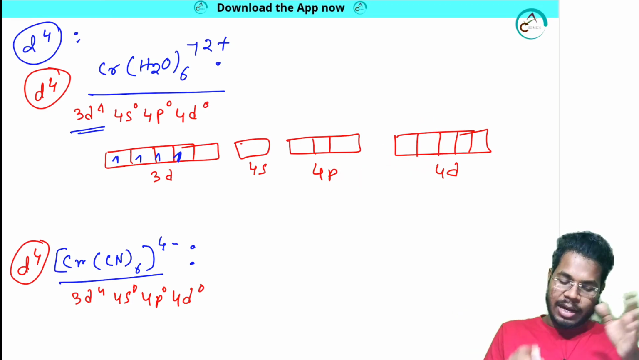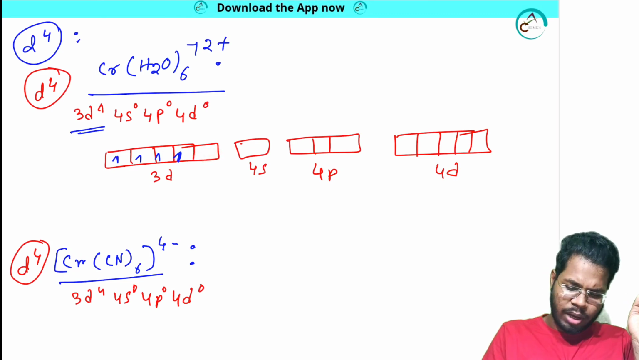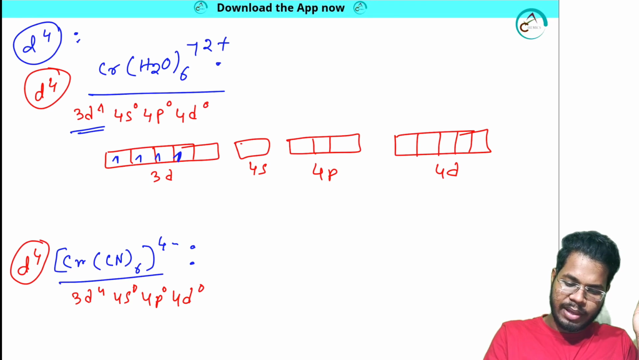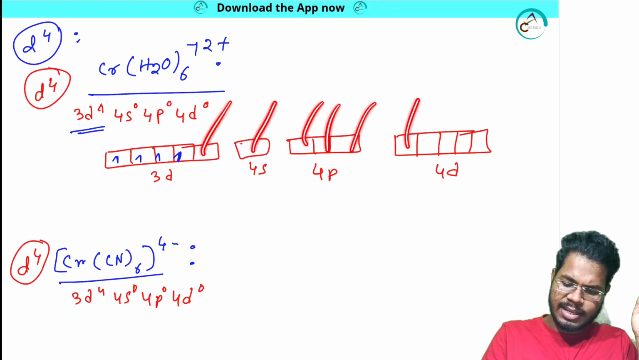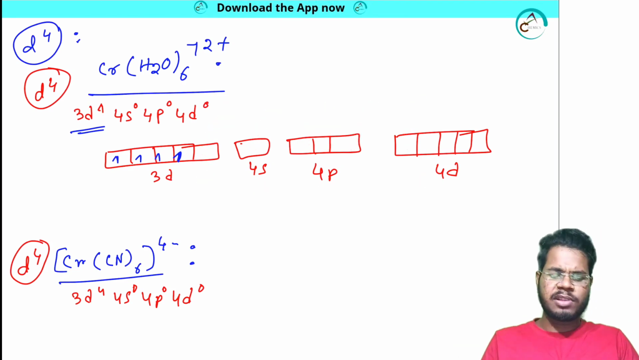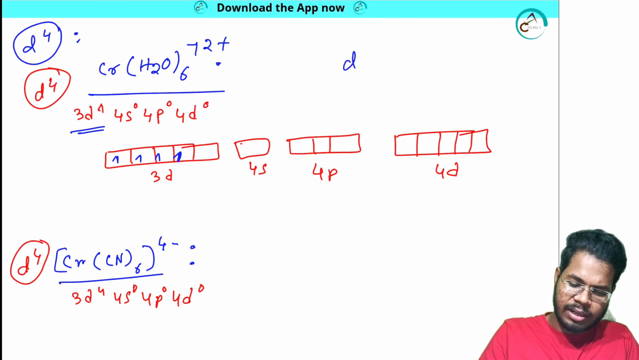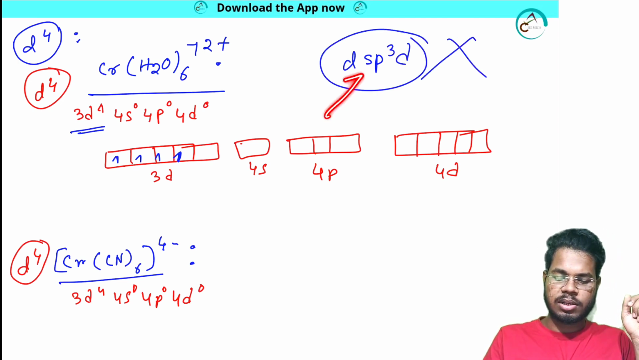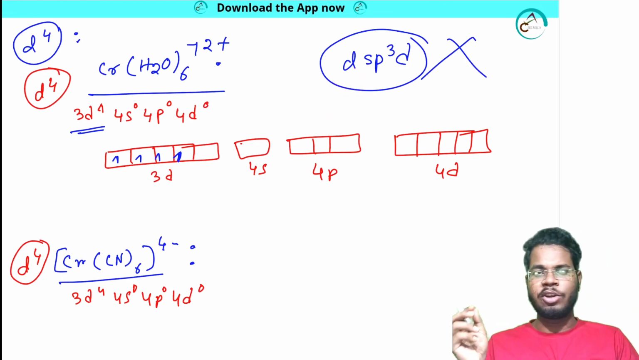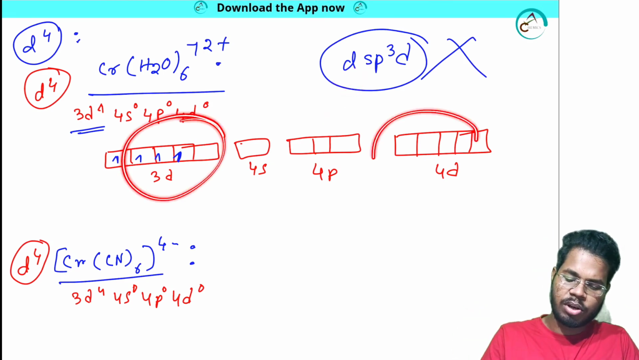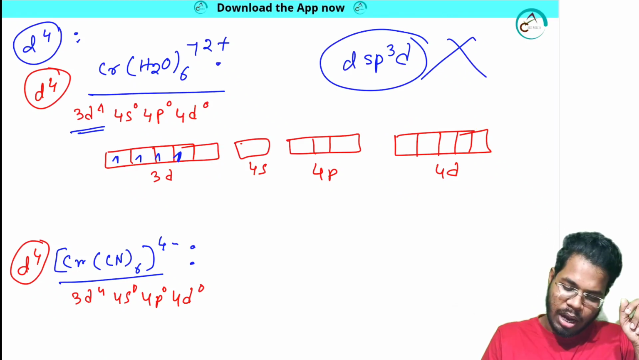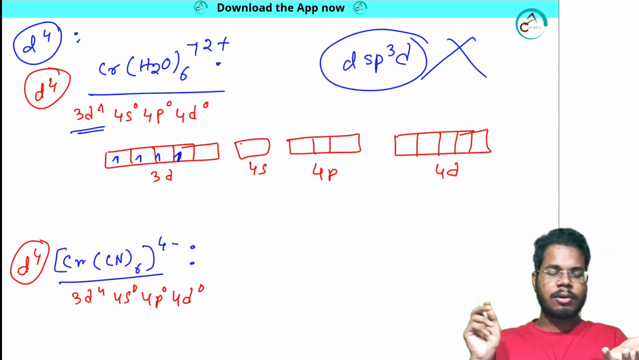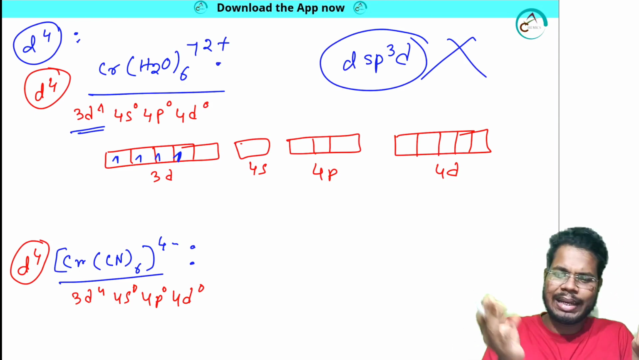That's why I told you that if one orbital is present, then you can think there will be one ligand here. One ligand will be here. 1, 2, 3, 4, 5 and 6. dsp3d hybridization. That is not possible. A ligand cannot go into these 2 different d orbitals. Either it will go into this or into this. It cannot go half here and half there. It can't do that.